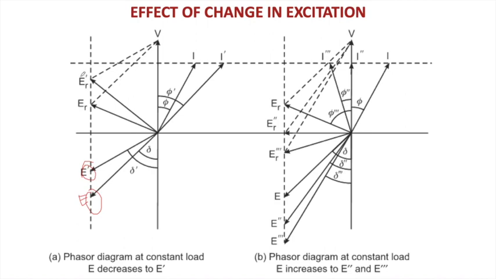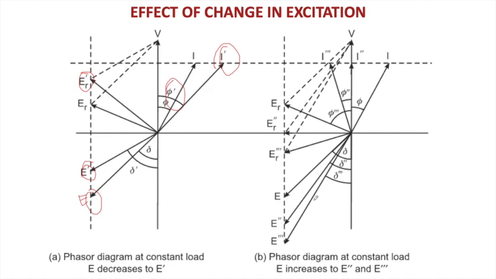Therefore, the resultant voltage ER dash also changes. When ER dash changes, naturally the current will also change, and this current will be in quadrature with this resultant voltage. This I dash is the new current and the power factor angle is phi dash. So with a decrease in the induced EMF, your power angle increases, and your power factor angle also increases. If the power factor angle increases, this means that your power factor has reduced, because cos phi is equal to cos 0, which is 1, when the angle is 0. So this power factor angle has increased, which means the power factor has reduced.